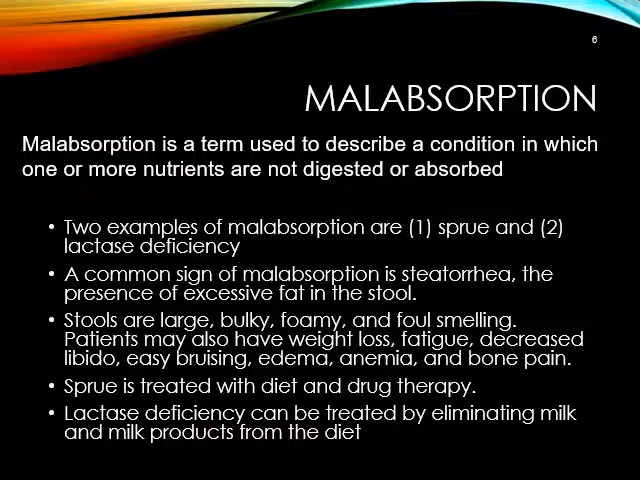All right, let's talk a little bit about malabsorption on page 745. So malabsorption is a term used to describe a condition in which one or more nutrients are not digested or absorbed. Two examples of malabsorption are sprue, and there's a couple kinds of sprue, and that's celiac sprue because it occurs in the celiac part of the bowel.